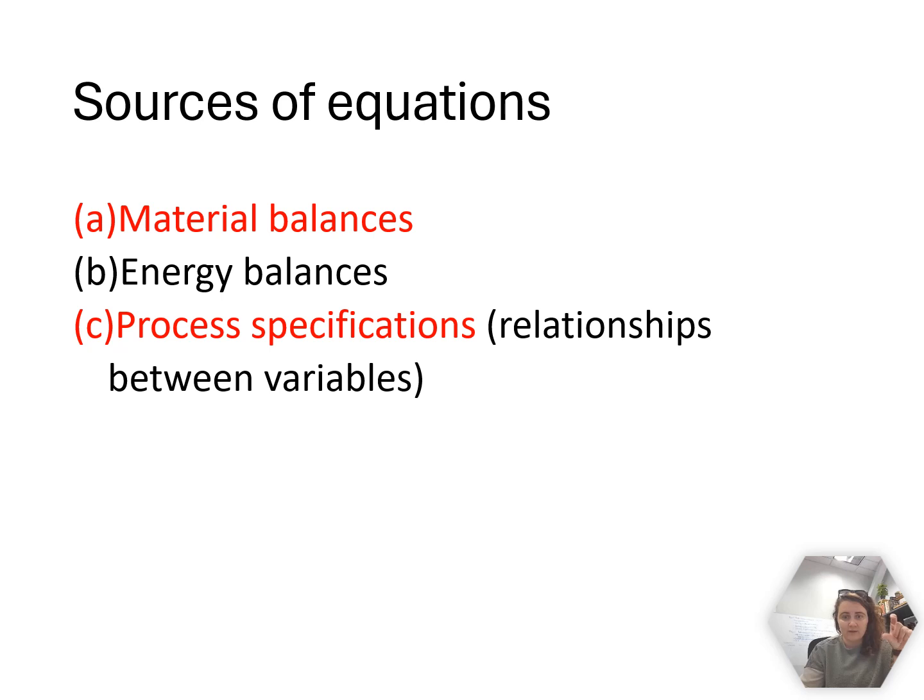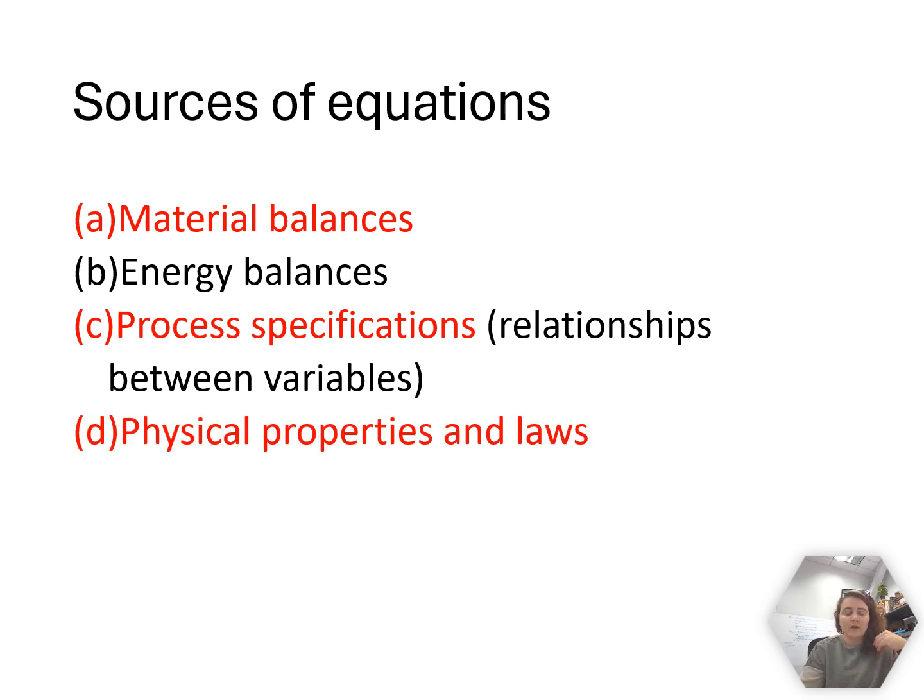that the fractions of those must equal 100%. That's a process specification. It's a relationship between X sub A and X sub B in a given stream. That's important, and that's a possible source of an equation. We can also have physical properties and laws. So this is using things like density equals mass over volume, or the relationship between moles and the number of kilograms in a sample by using the molecular weight. So we can use that as a way to help us out.